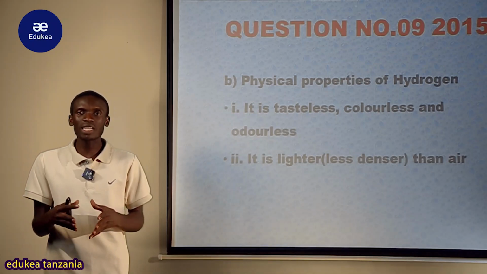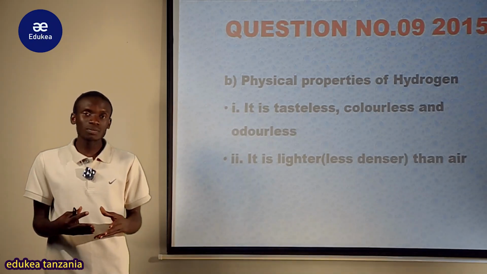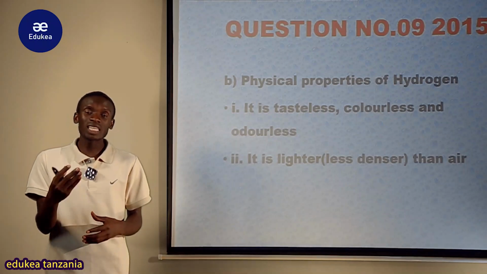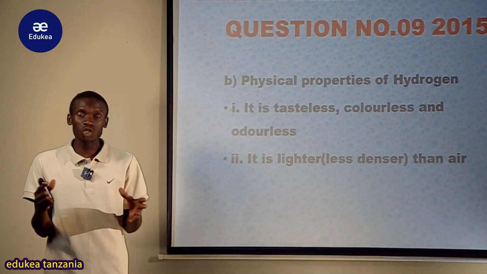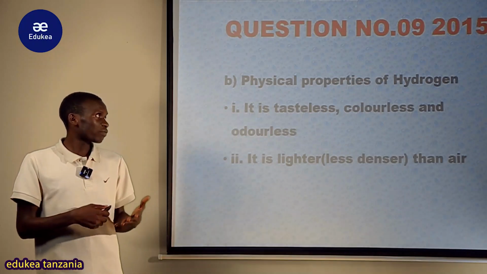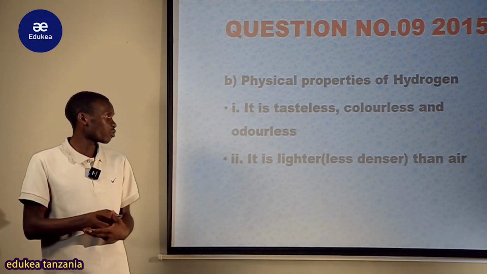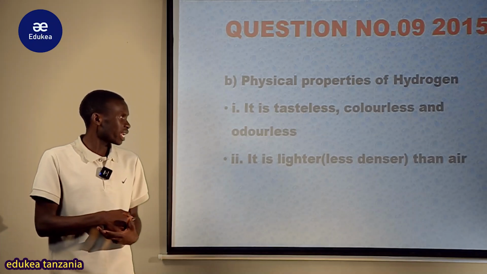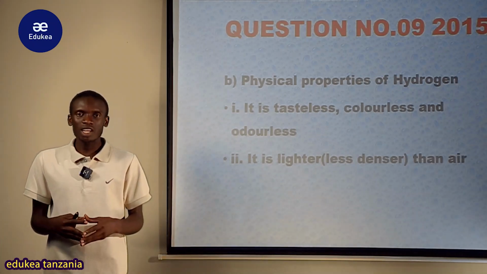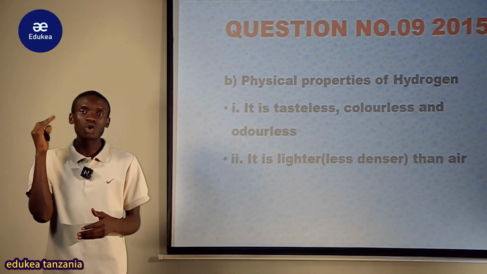So you cannot detect it by tasting or by smelling or by observing its color. So you cannot see it. So this is about the physical property of hydrogen. Also, it is lighter, less dense than air. Hydrogen gas is very less dense than air, so it means that it stays at the top.